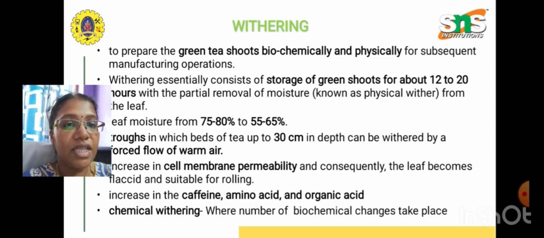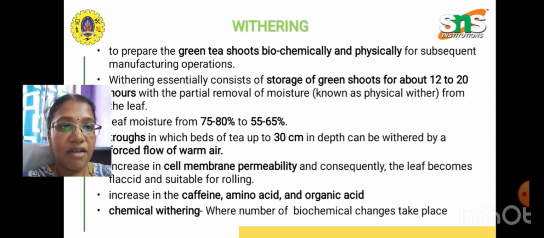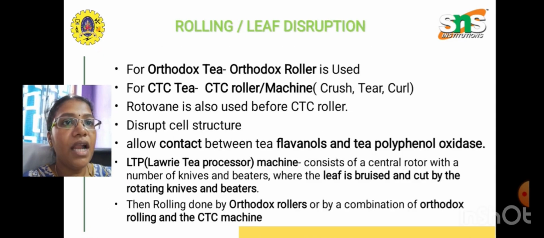So there is an increase in cell membrane permeability, and consequently the leaf becomes somewhat flaccid and it is easier for the rolling operation. And also in withering there is an increase in caffeine content, amino acid and organic acid content. And next is rolling or leaf disruption. So for the orthodox tea we use an orthodox roller.